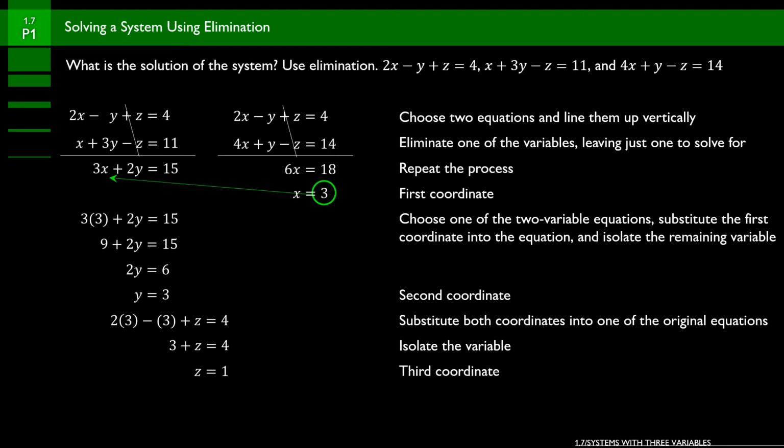So at this point, I have the solution 3, 3, 1, and you can see that I wrote it as an ordered triple. You're going to again check by substituting your ordered triple back into one of the original equations, but not the one that you used to find z, in order to figure out if you've got the correct solution.